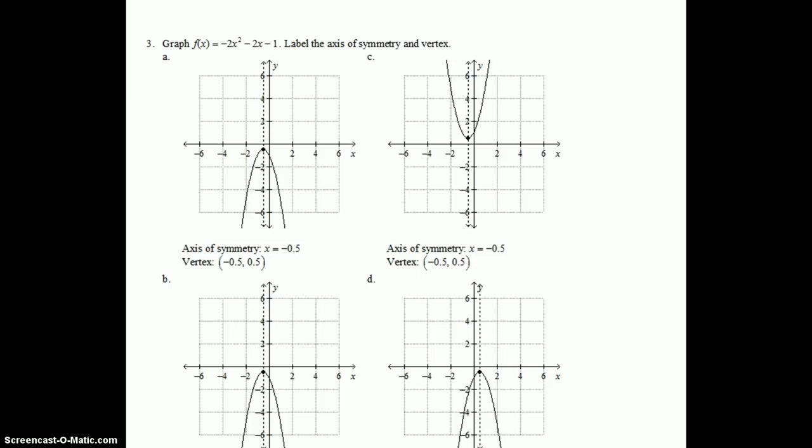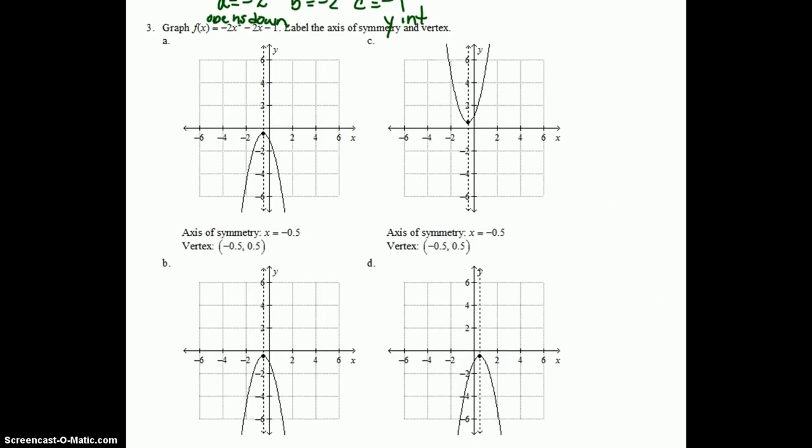Second one, graph this and label the axis of symmetry and the vertex point. So first of all, my job is to identify A, B, and C. So A is -2, B is -2, and C is -1. So just from looking at that information, I know because A is -2 that it opens down. I also know it has a y-intercept of -1.